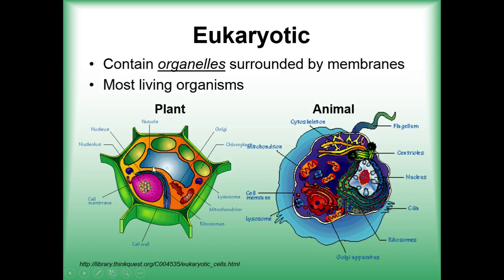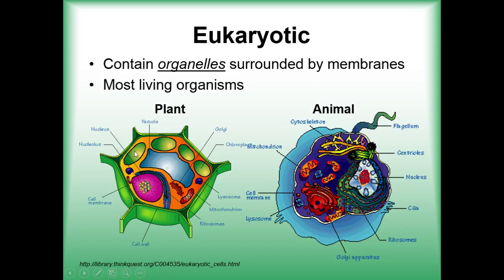If you look at this one over here, we see a few little differences in our plant cell. We see this big, large organelle in the middle. This is called a vacuole, and inside that vacuole is water and sugar. The plant makes its own sugars and stores its water in this large vacuole. So that's a big difference between our plant and our animal cell.